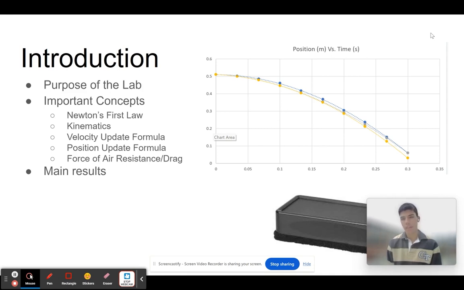So the main results of the lab are shown on the graph to the right, where we have our data in blue and then two computational models. The first model, in yellow, discounts the force of drag, and the second model, in gray, tries to account for the force of drag.